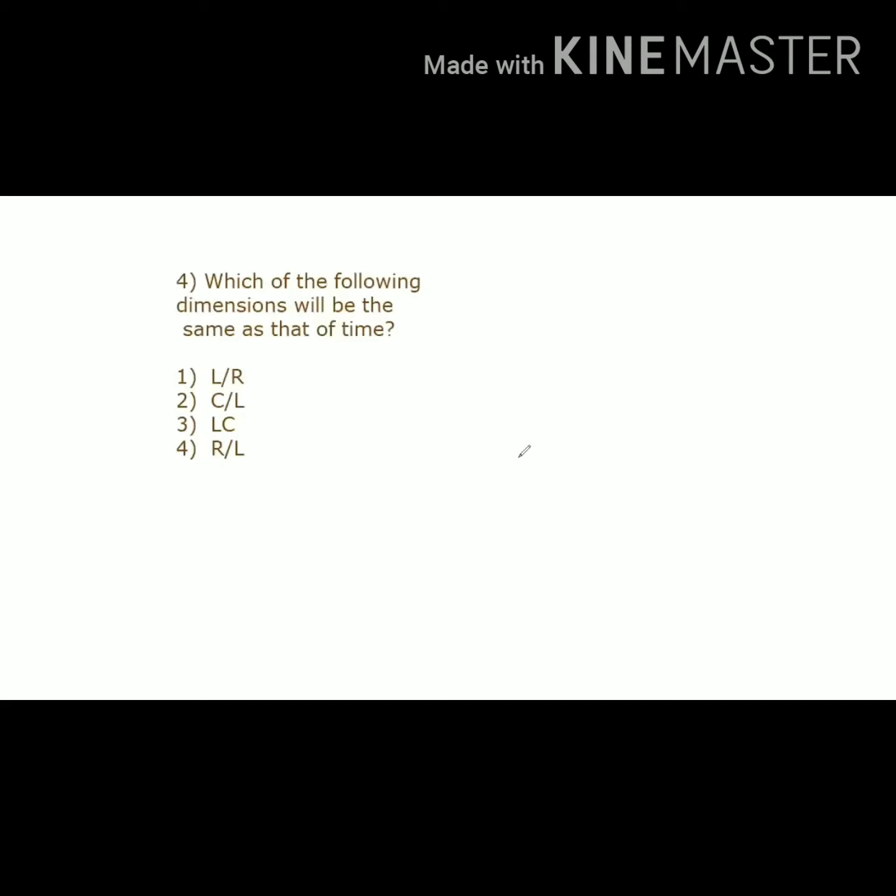So here we go to the fourth question, which reads, which of the following dimensions will be same as that of time? By looking at the quantities here, you can say that they're asking the dimension of time constant. You know what is time constant? This is represented as this. The time constant has exactly the dimension of time because it is nothing but the time between the collision of particles inside the metal, which you will be learning next year.